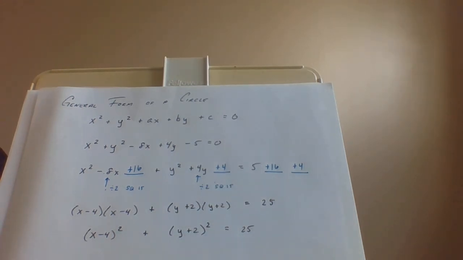So now we have our equation in standard form, x minus 4, the quantity squared, plus y plus 2, the quantity squared, equals 25. And we can easily identify our center off this equation. Our h piece is going to be the 4, k is going to be a -2, and our radius value here is going to be a 5.